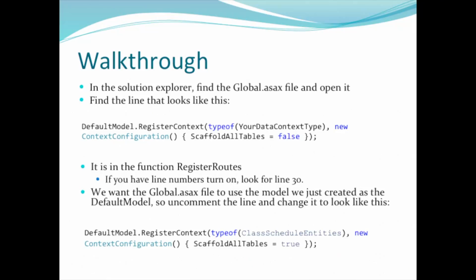I don't know how many of you have worked with web applications in Visual Studio before, but in C++, you have a main.cpp. That's usually where your application begins. In web applications, there's something similar called Global.asax. It's where your application begins on the web side. We're going to go in there and change one line of code and tell it, I want to set a default model and set it to our class schedule entities. And then just tell it to scaffold the tables inside of that model and database.